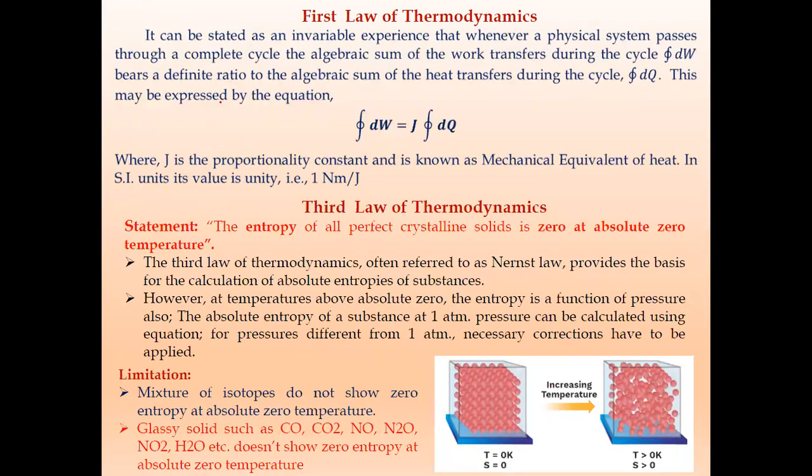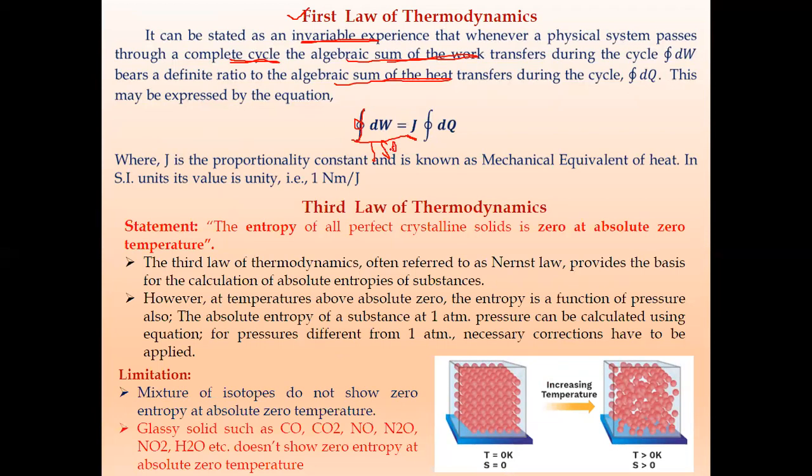So we can say from this first law of thermodynamics, it can be stated as the invariable experience that whenever a physical system passes through a complete cycle, the algebraic sum of work transfer, that is the cyclic integration of work transfer dW during the cycle, bears a definite ratio to the algebraic sum of heat transfer, and that ratio is called J. So we can say J is nothing but the cyclic integration of dW upon the cyclic integration of dQ.